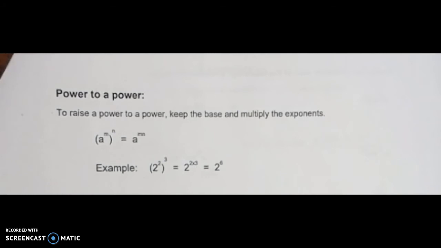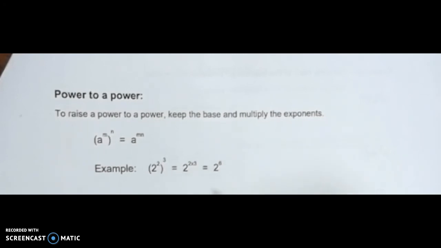Another helpful rule to remember is the power to a power rule. If you raise a power to a power, you keep the base and you multiply the exponents. So I have 2 squared, and that value is being raised to the 3rd power. So I can keep my base of 2, and I'm going to multiply those two exponents together. That's going to give me 2 to the 6th power.